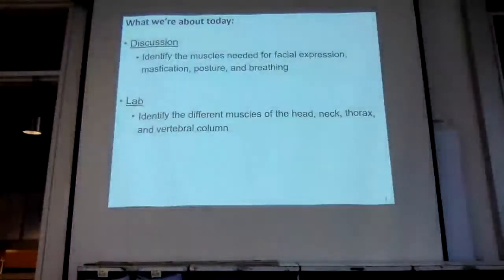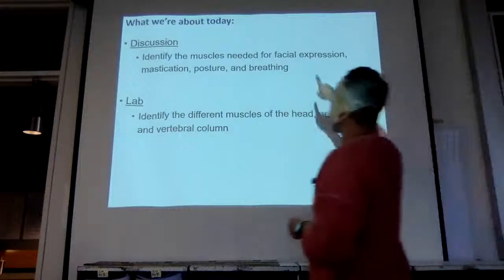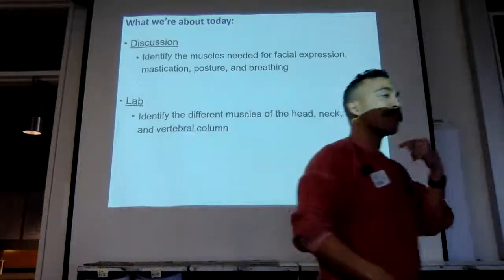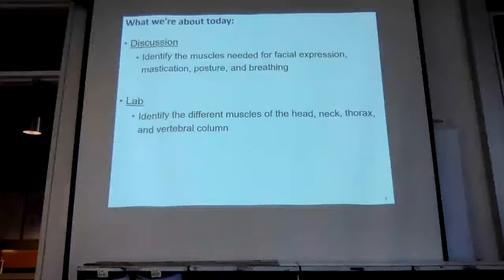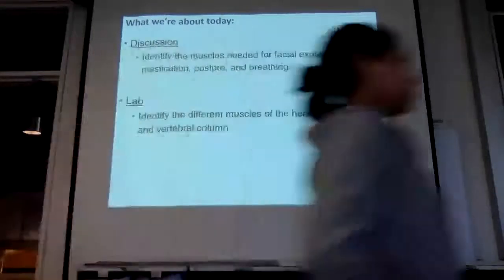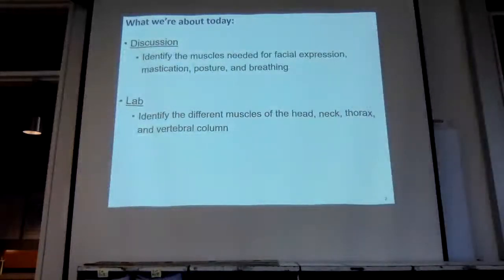Okay, so when we say axial muscles, we're talking about muscles for facial expression. So we'll go over muscles of the face, muscles for chewing, mastication is a fancy word for chewing, for posture, and for breathing. We're not going over things like pelvic floor muscles. We're not going over all the muscles of the neck, because there's a lot. We're just not going to have time. We'll identify them on the cadaver and on these models. So hopefully we'll have some time to at least look at the cadaver.